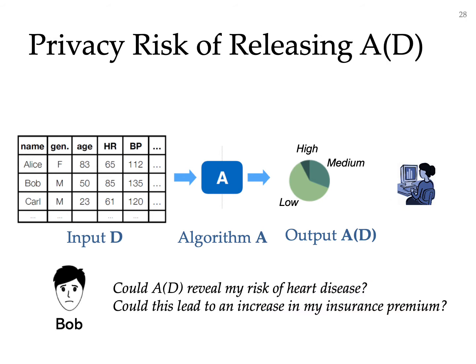However, the data subjects may be concerned about their privacy. For example, Bob is a patient of the hospital, and he may want to know: could releasing the result of the algorithm A reveal his risk of disease? And could this lead to an increase of his insurance premium? To solve this, we need to formulate the concept of privacy.